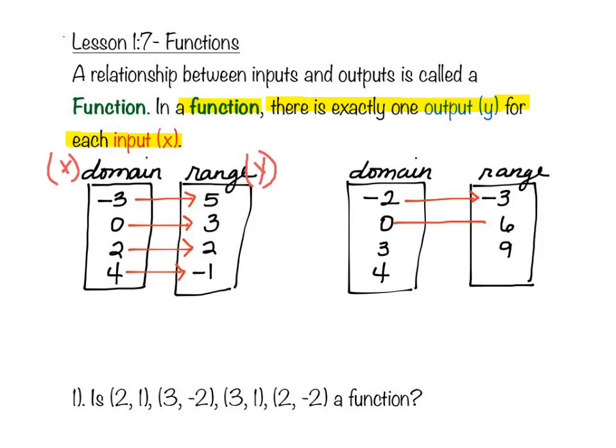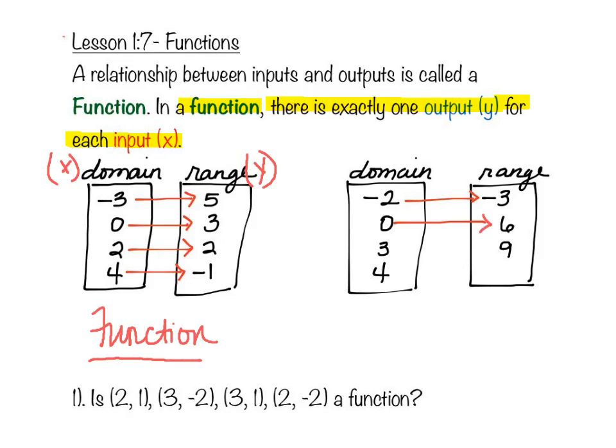So in this case, -3 has only one member of the y that it's matched up with, and that's 5. 0 is matched up with only one y, that's 3. 2 is only matched up with one y, that's 2. And 4 is matched up with one y, that's -1. Therefore, this relation is a function.